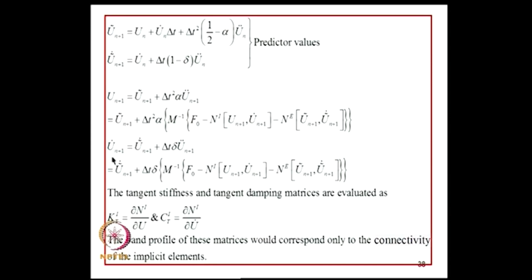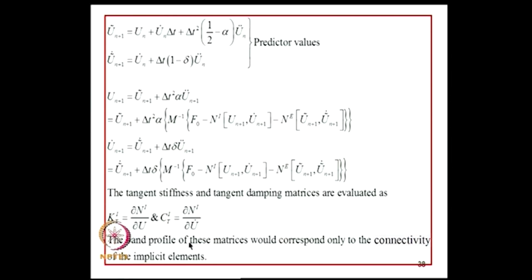Similarly, I get an equation for u dot n plus 1, which is again written here. The tangent stiffness and tangent damping matrices are now evaluated only with respect to Ni. You do not need the tangent Kt and Ct for the complete N vector. So, you need them only for Ni, and only for Ni.